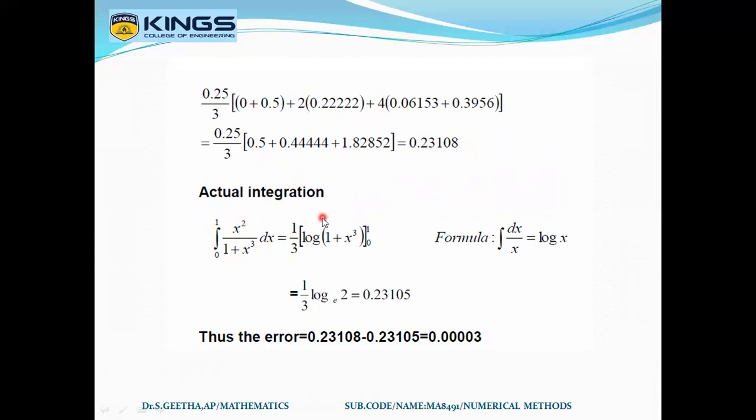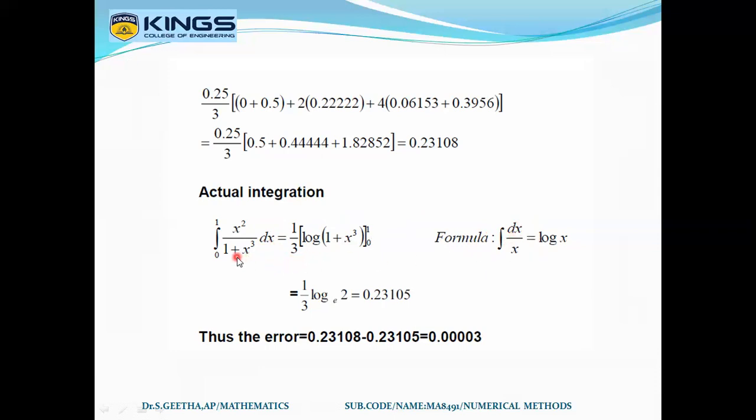So, by actual integration, we find the value of the given integral. Integral 0 to 1 x square by 1 plus x cube dx equals 1 by 3 log of 1 plus x cube, limit is 0 to 1. Here, we use the formula integral dx by x equals log x.